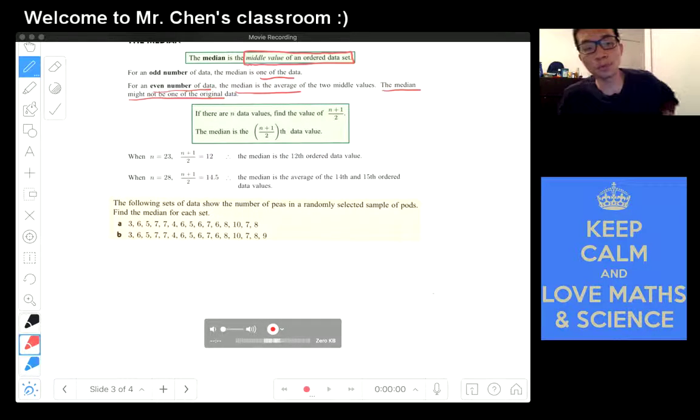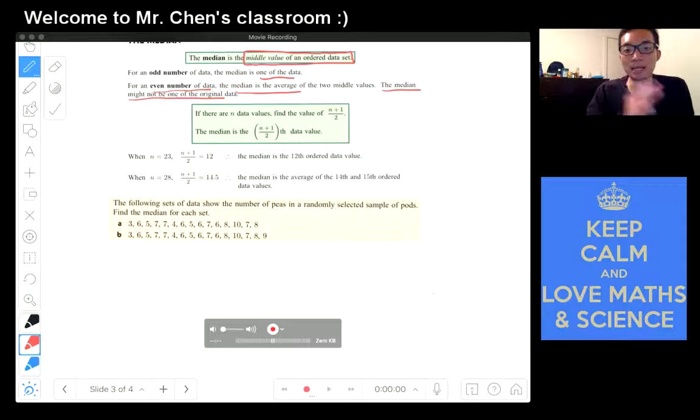So if your two middle numbers are 7.0 and 7.1, you add these two up, it becomes 14.1, and when you divide it by 2 you get 7.05, which is your median. So it does not represent the 7.0, it does not represent the 7.1, it is just the middle between the two.